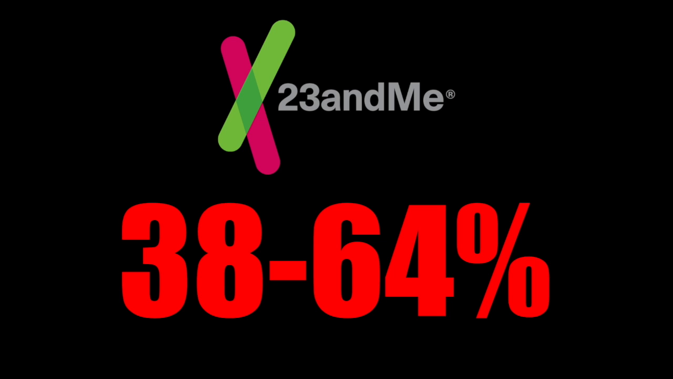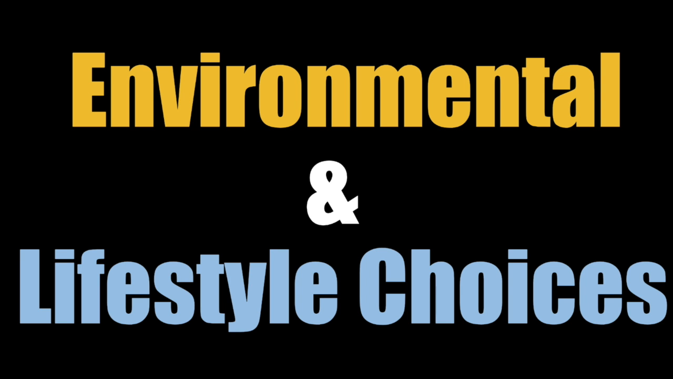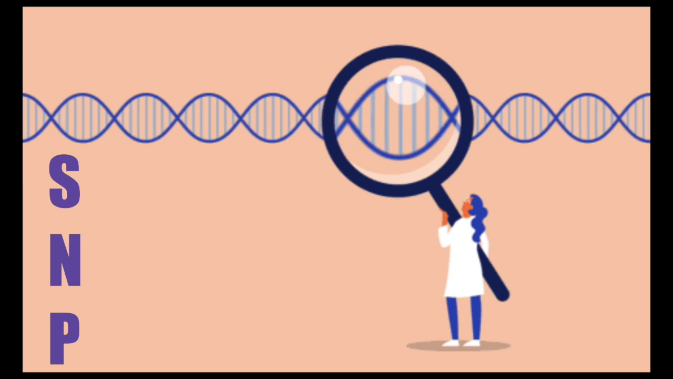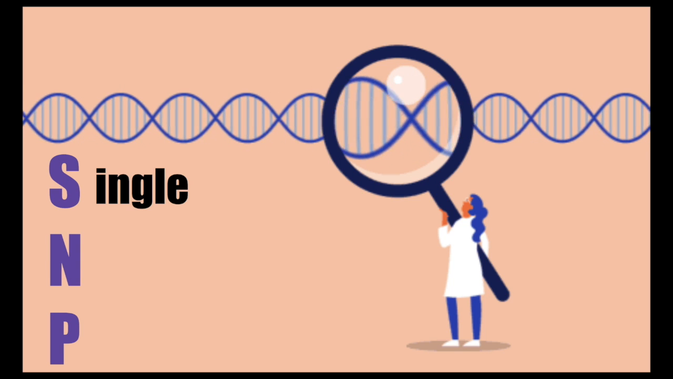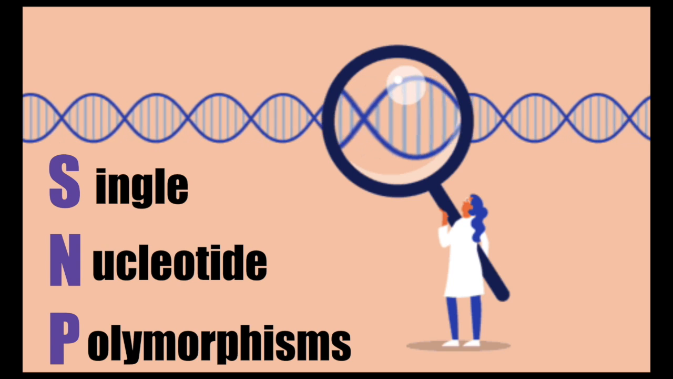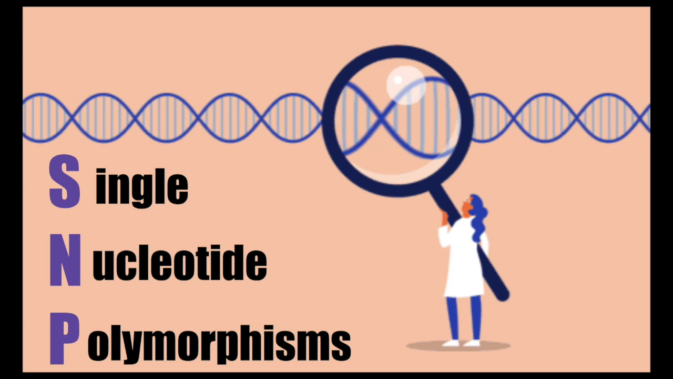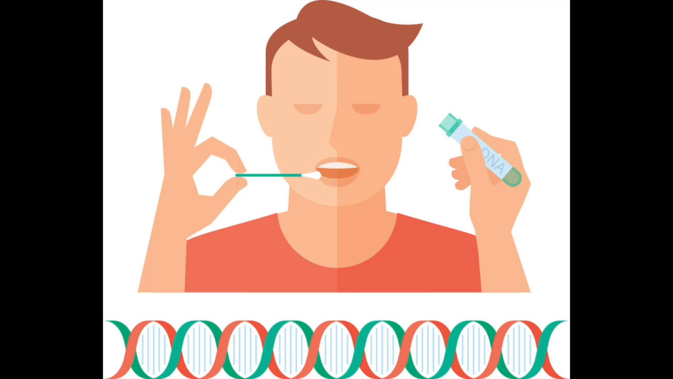According to 23andMe, the genetic factor for alcoholism is between 38% and 64%. Environmental factors and lifestyle choices have a variable effect on individuals. Some of the genetic variations that influence alcoholism are caused by SNPs. SNP stands for single nucleotide polymorphism, which is the most common type of genetic variation among humans. A SNP is a change in a single nucleotide in a gene.